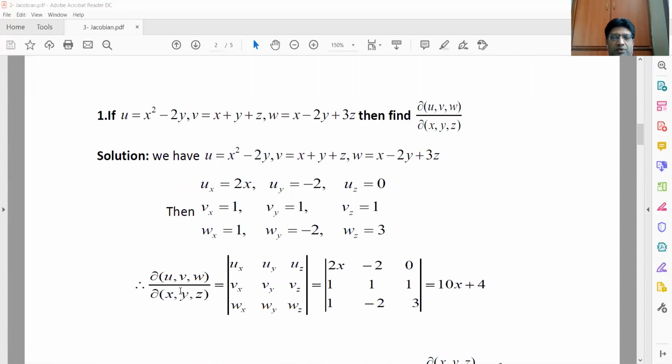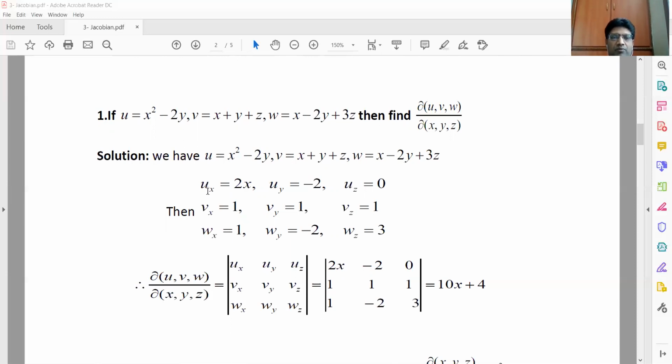That means partial derivative of u with respect to x, with respect to y, with respect to z. That's the first row. Similarly, partial derivative of v with respect to x, with respect to y, with respect to z as the second row. Similarly, partial derivative of w with respect to x, with respect to y, with respect to z as the third row. So we require these 9 derivatives. So u, v, w are given.